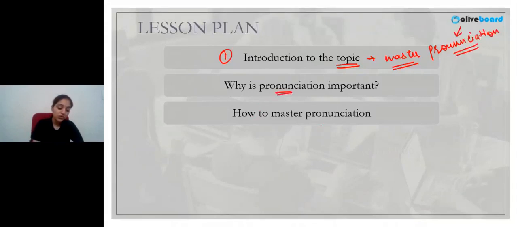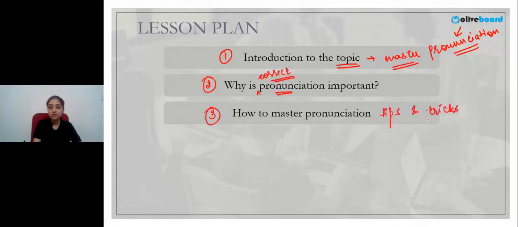Right? The next aspect of this session is going to be understanding why pronunciation is important for us, or specifically why correct pronunciation is important for us. And finally, we are going to look at the tips and tricks that we can use to master pronunciation. Up till now, if you have any doubts in the introductory part or how we are going to proceed in the session, you can ask your doubts. Otherwise, we'll move ahead.